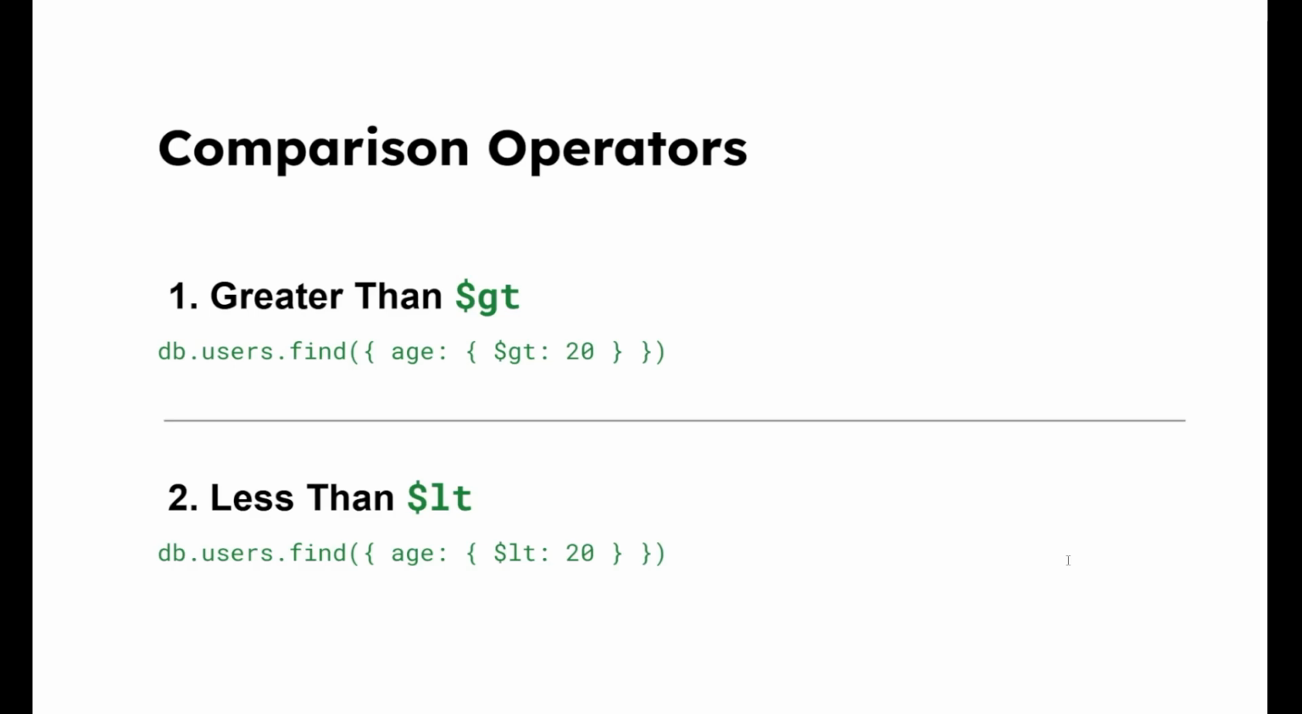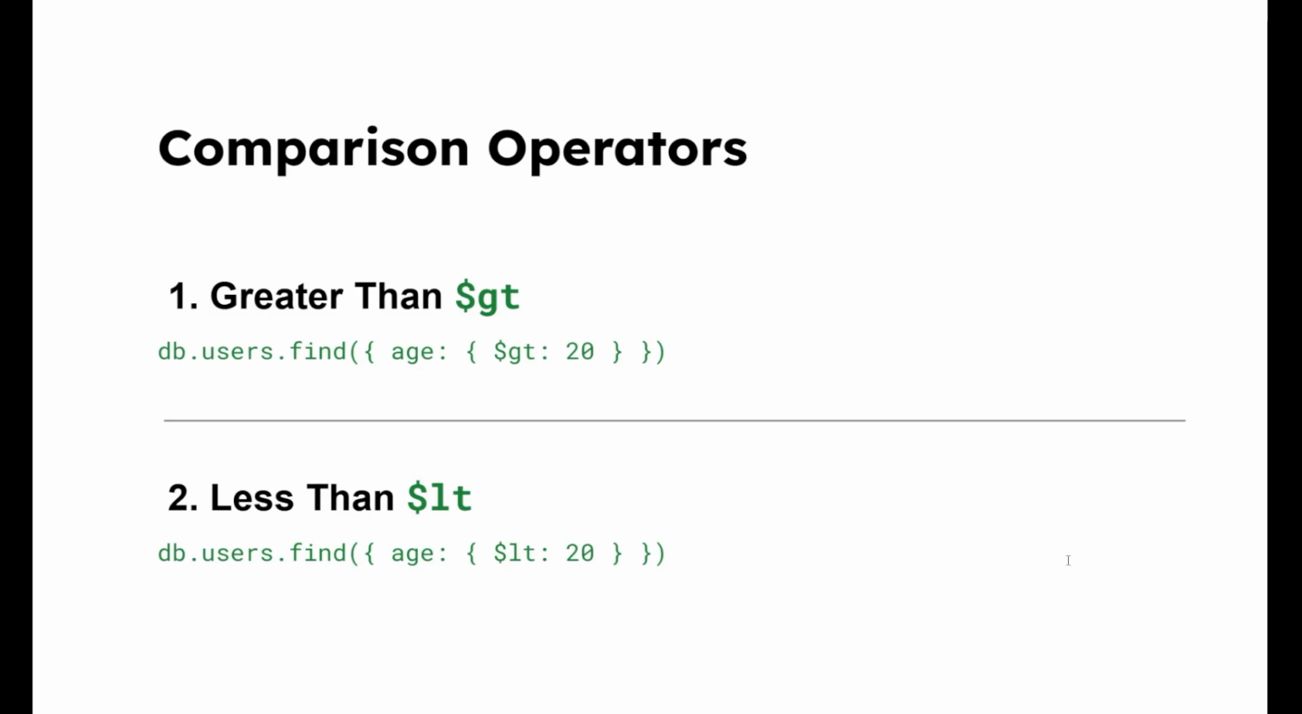Hey, hi everyone. In this video, we are going to learn about the comparison operators in MongoDB. What are these comparison operators? They are used to compare the values present in the data, and based on that, find the documents. Earlier we learned about the equality and inequality operators, where we were searching for documents exactly equal to a particular value, or the condition that we give.